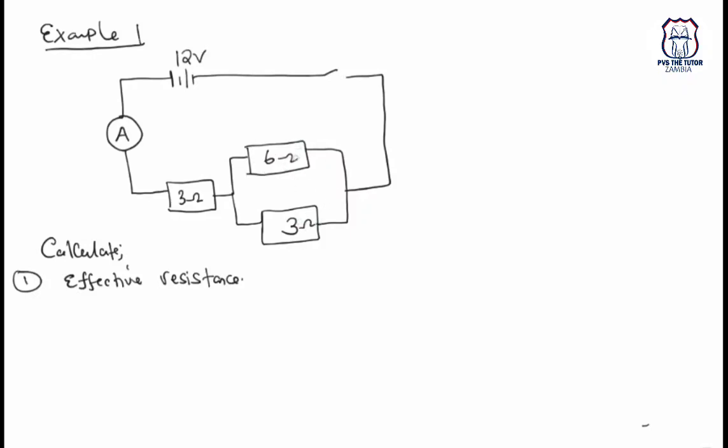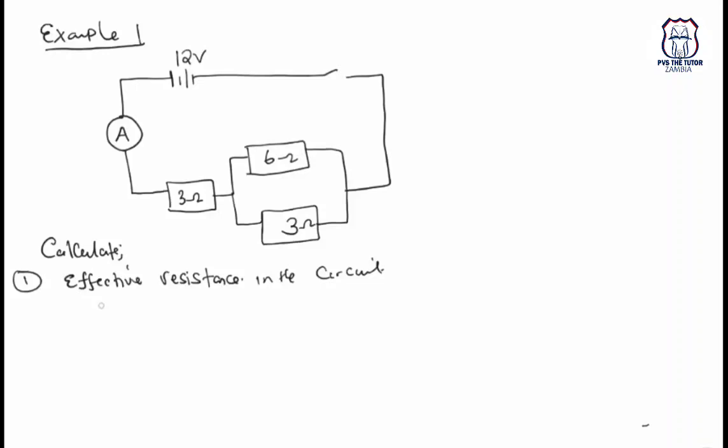These two are in parallel. Well, this one is in series with this one and this one. Then there's a switch there. Question 1 says, calculate effective resistance in the circuit. How can we calculate effective resistance in this circuit?